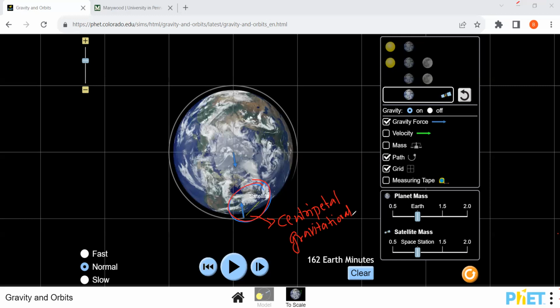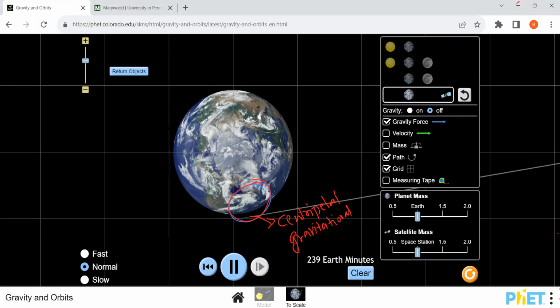Now, the thing I wanted to show is what happens if there is no centripetal force. What if somehow I turn off the gravity? I have the option to turn the gravity on and off. If I turn it off, let's see. You see that it follows the tangent. If there is no gravity, no centripetal force, it follows the tangential path.